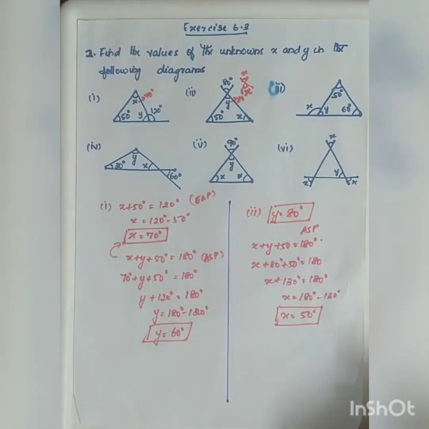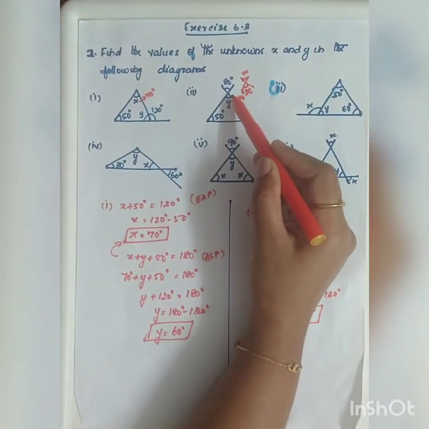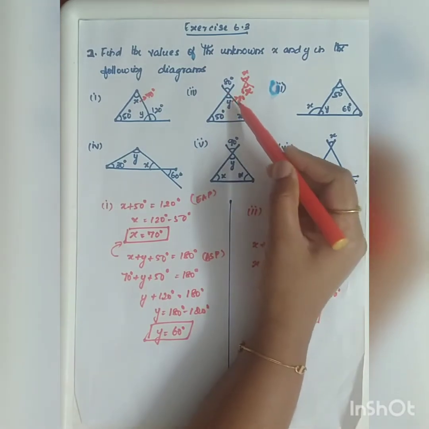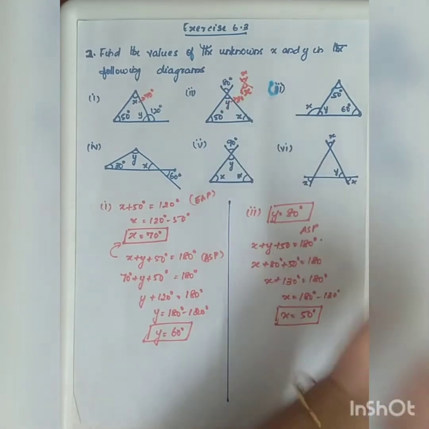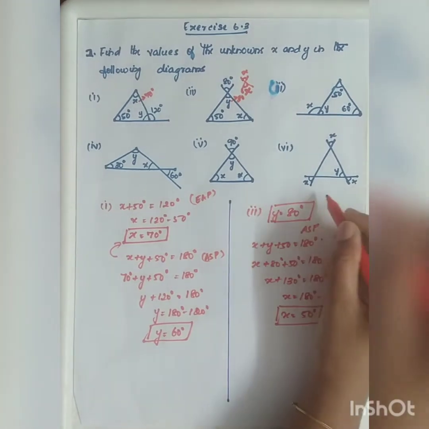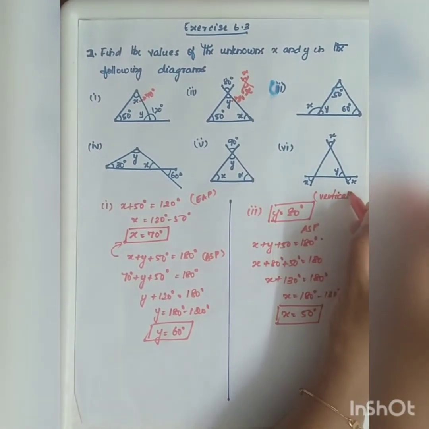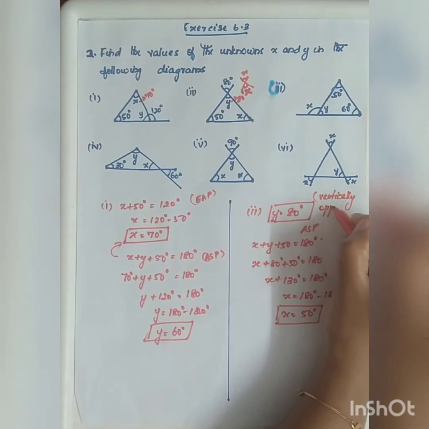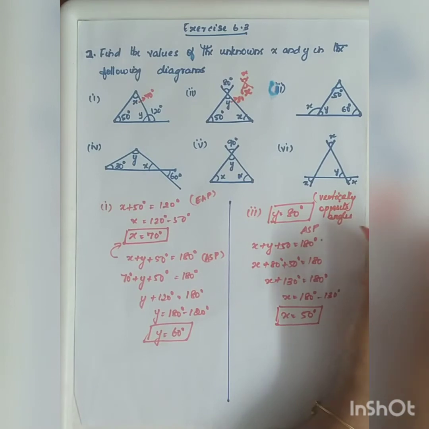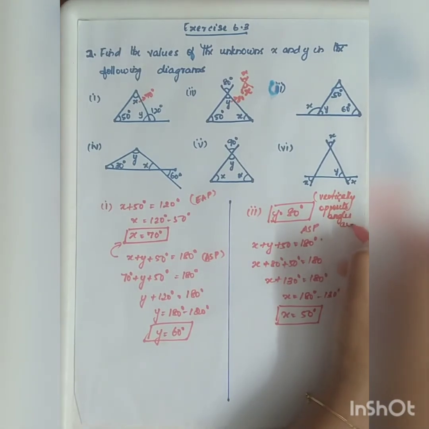So here the only difference is that since it's not a linear pair, we should not apply the exterior angle property. We should apply, since it is a vertically opposite angle, that vertically opposite angles are equal. So that is the reason.